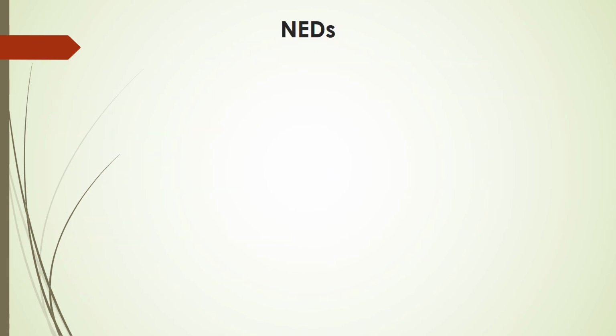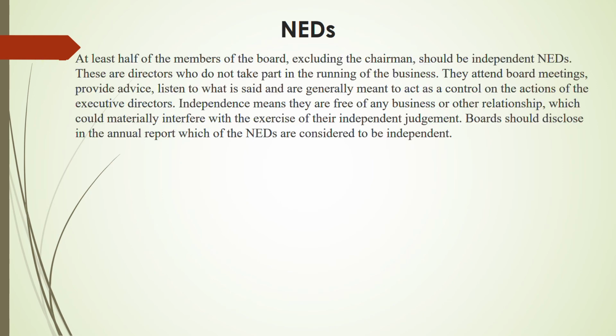Now, let's go to NED, non-executive director. Let's go in depth. Non-executive director: at least half of the members of the board, excluding the chairman. Remember this, excluding the chairman, should be what? Independent. At least half. That means 50%.